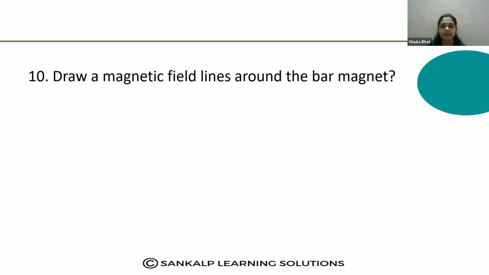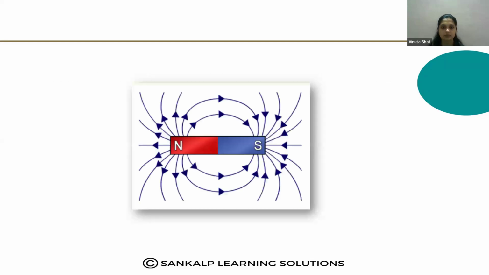Draw the magnetic field lines around the bar magnet. You have to draw the magnetic field lines around the bar magnet. Yes, so these are the magnetic field lines around the bar magnet.